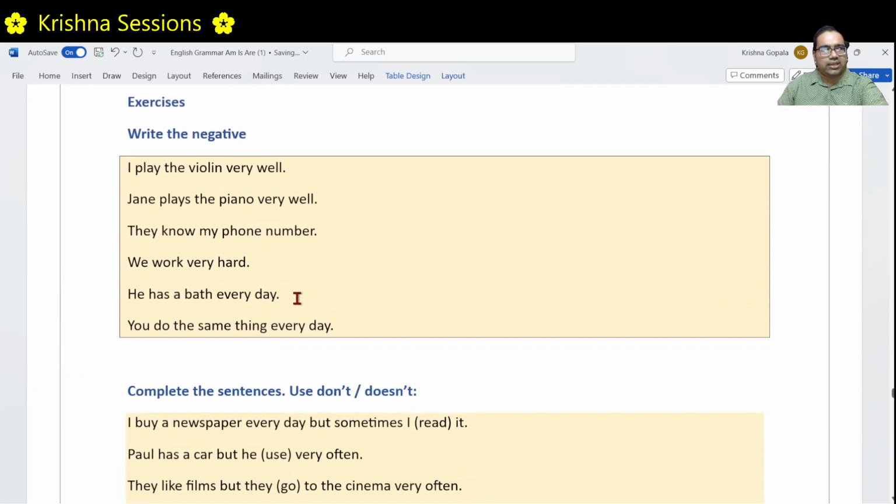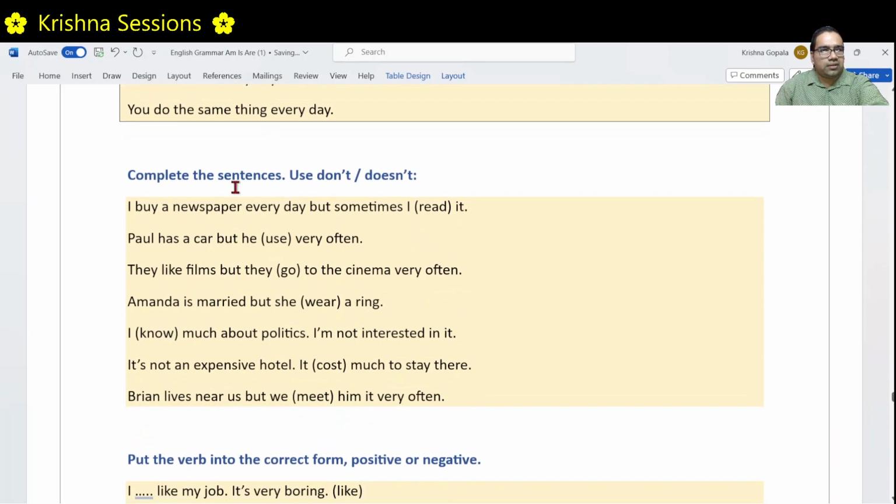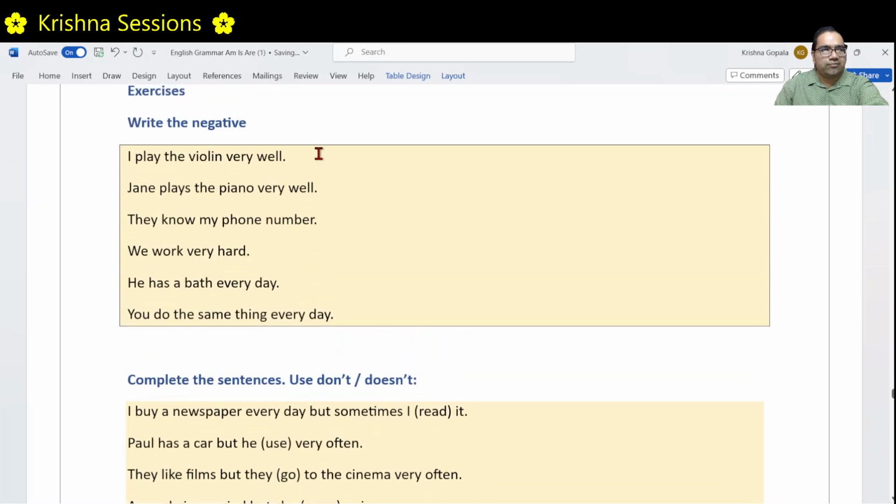What you should do is take a brief pause here. Look at these statements and try to find out the answers yourself. Right? There are a few questions. In the first set, we have to write the negative. I play the violin very well. I do not play the violin very well.